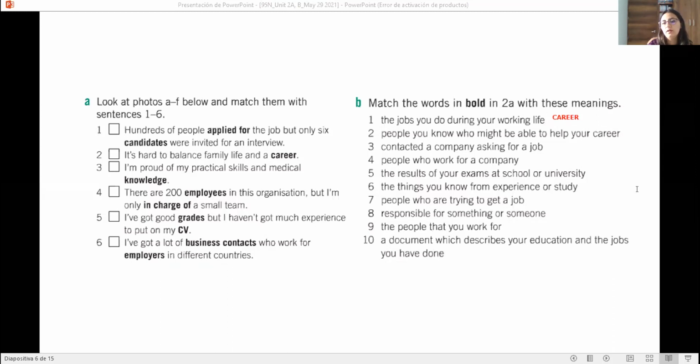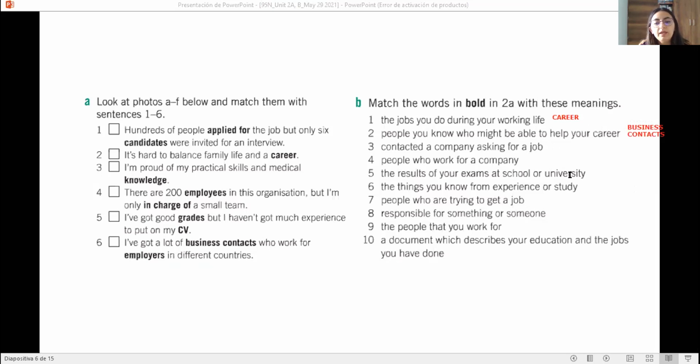What do you think they are? People you know, personas que conoces, who may be able, que tal vez serían capaces, to help your career, de ayudarte en tu carrera. Business contacts. Exactly, perfect, both of you. Business contacts. Perfect. Let's move to number 3.